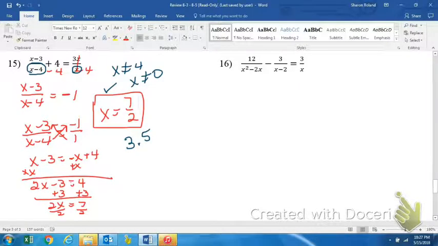Okay, on number 16, I'm going to rewrite this, and it's 12 over x times x minus 2 minus 3 over x minus 2 equals 3 over x.